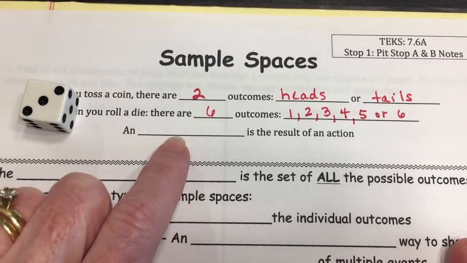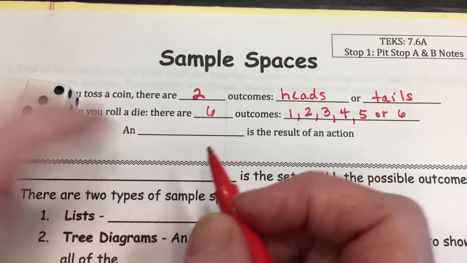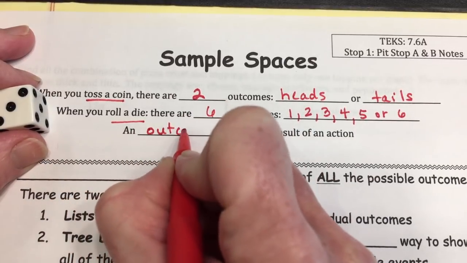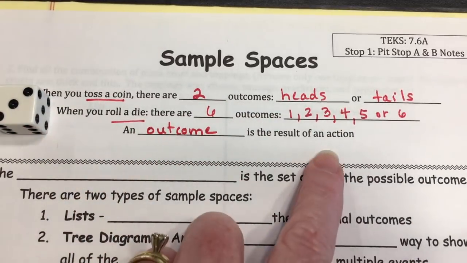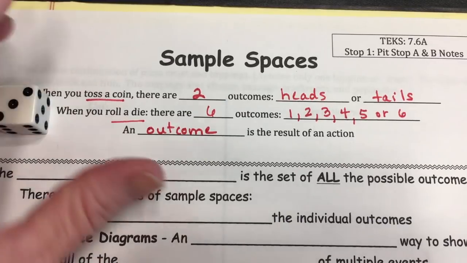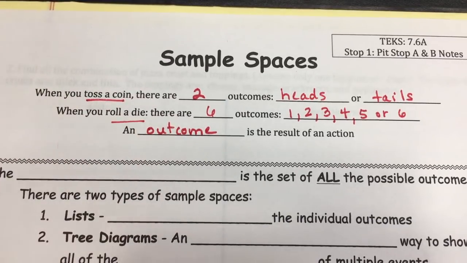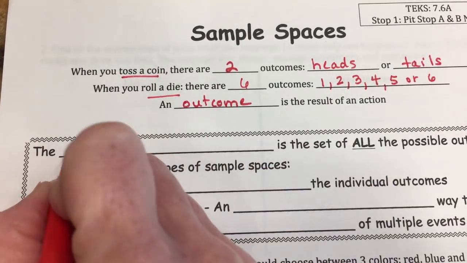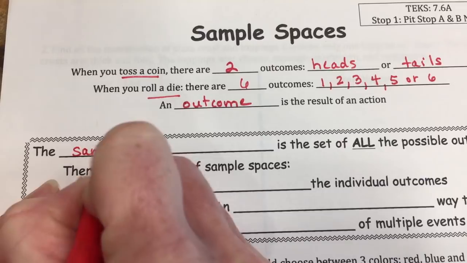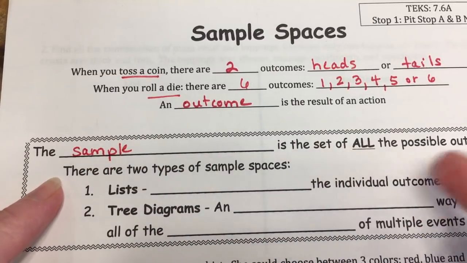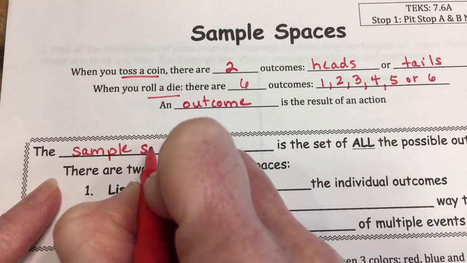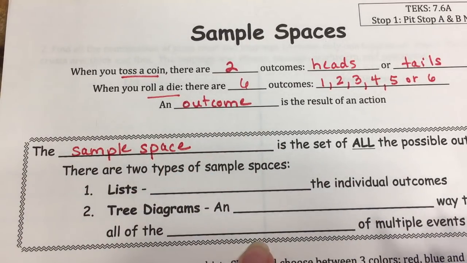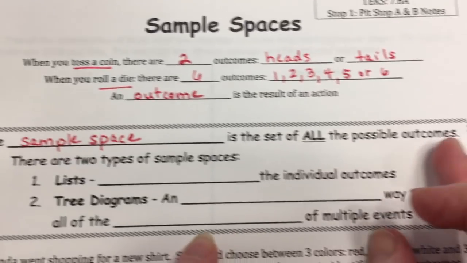All right, so what happens when we toss the coin or roll the die, we call that the outcome. It's just the result of whatever action you do. The action here is tossing the coin, the action here is rolling the die. If you take those outcomes and list all of them, then the list of all those outcomes is called the sample space. It's the set of all the possible outcomes.